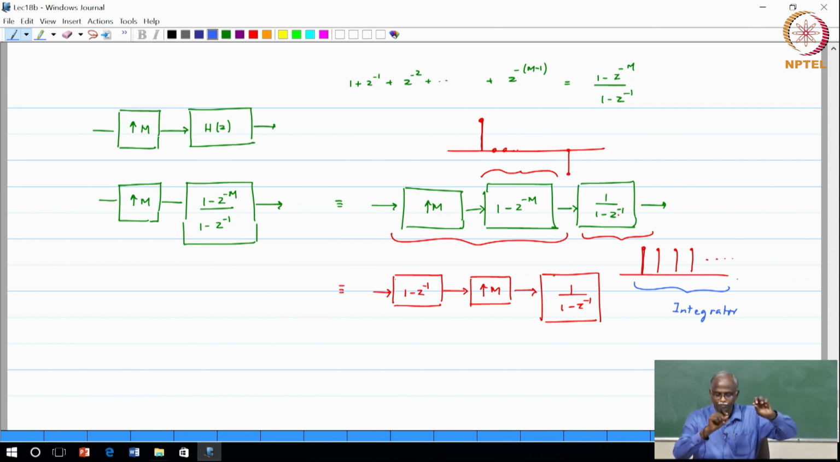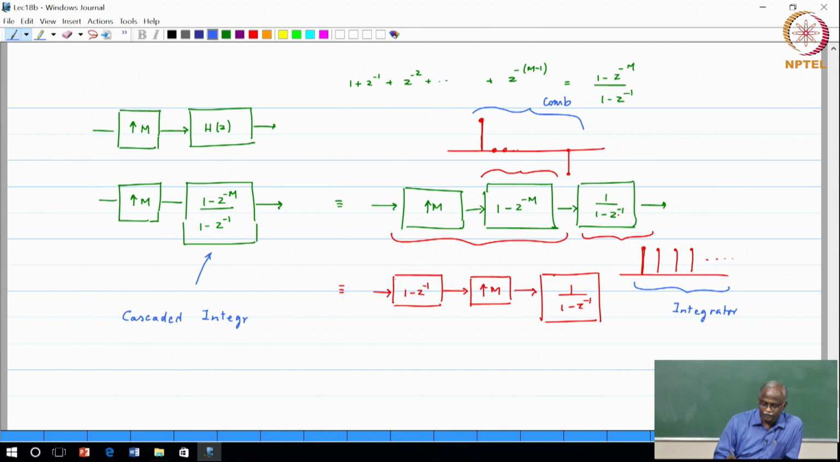Whenever you have some non-zero samples interspersed with 0 valued samples, we tend to refer to them as some form of a comb. Okay. You may have both of them positive or one of them shifted around, it does not matter, this is a comb. And so, this particular filter has got a very popular name, it is called a cascaded integrator comb filter.